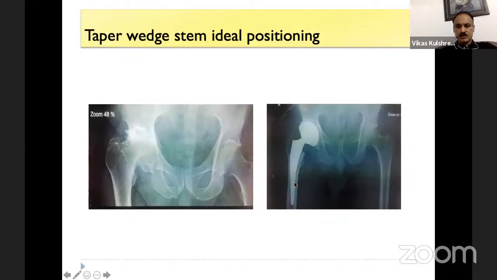So this is just an X-ray to show how the fit should be. So here there should be some lucency around. So you see that this is not fitting here. It should not be tight here. Some bone canal should be seen, whereas the fit here should be absolutely into the metaphysis. So the metaphyseo-diaphyseal mismatch should not be an issue in these stems. If that is an issue, then you have the mismatch related complications.